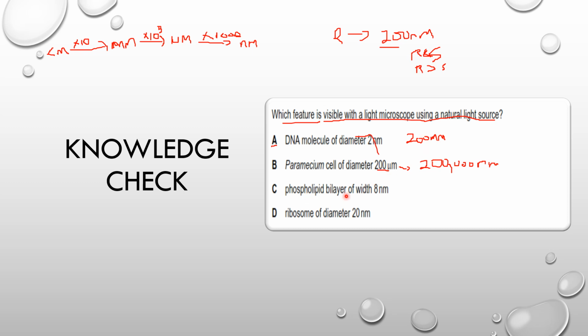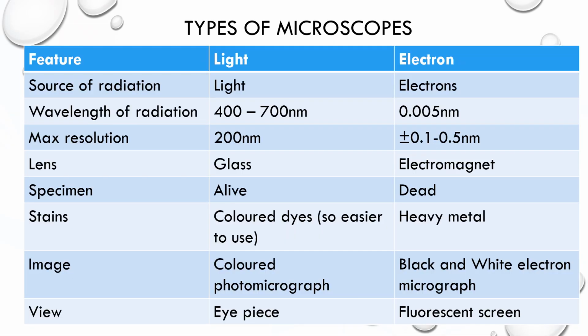But the phospholipid bilayer, which is 8 nanometers, is less than the resolution, so you cannot see it, because the light waves will not interfere with the phospholipid bilayer. The ribosome is 200 nanometers. Light microscope resolution is greater than the size, so you cannot see it. As long as resolution is greater than the size, you cannot see it. As long as the size is bigger than resolution, you can see it. That's the law. Let's go to the next question.